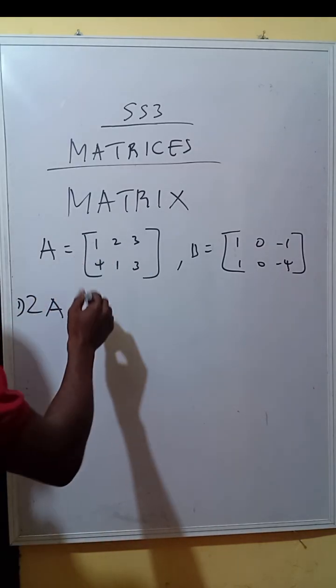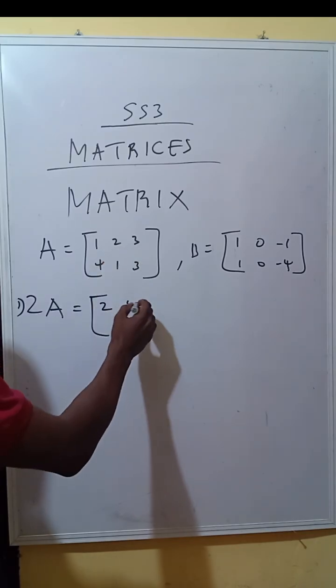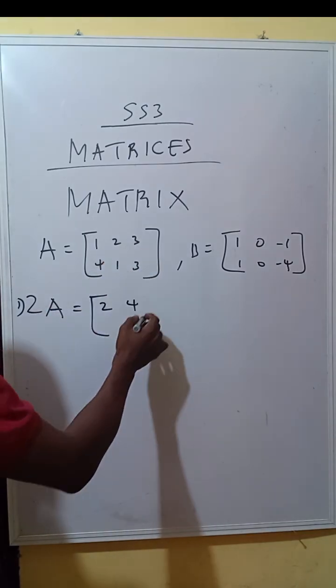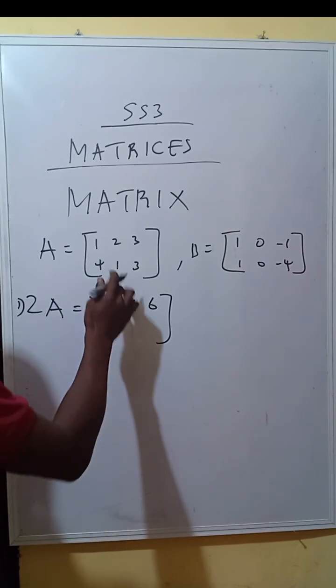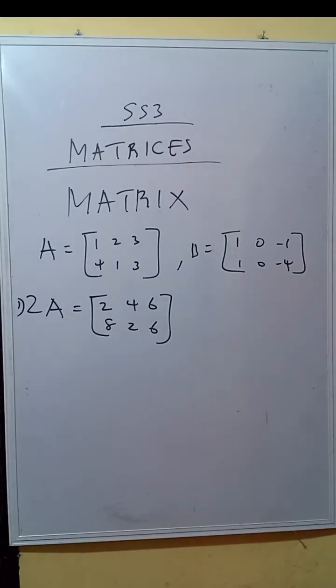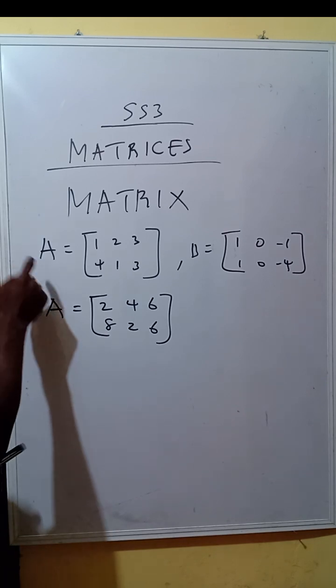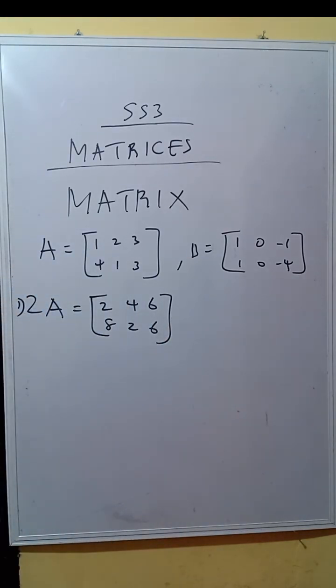So 2 will multiply 1 to get 2. 2 will multiply 2, 4. 2 will multiply 3, 6. 2 will multiply 4, 8. 2 will multiply 1, 2. 2 will multiply 3, 6. So this is what you call scalar multiplication, when one digit, one number, is multiplying all the elements in the matrix. Scalar multiplication.